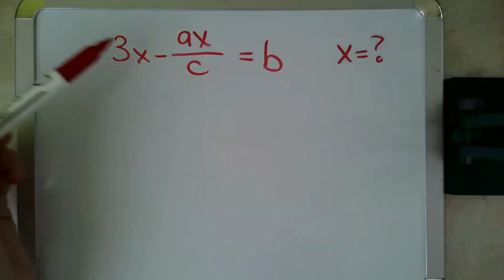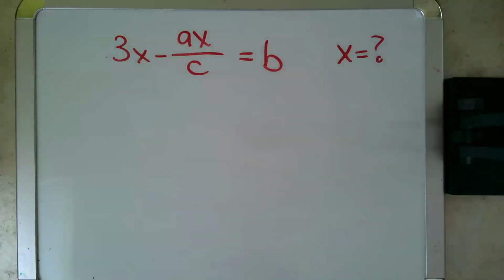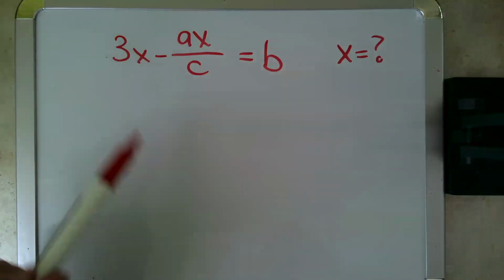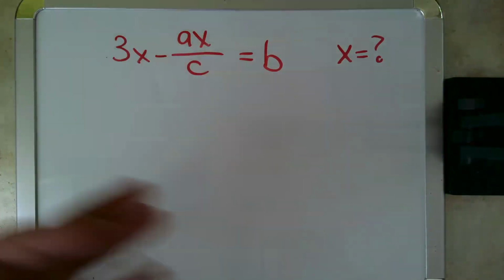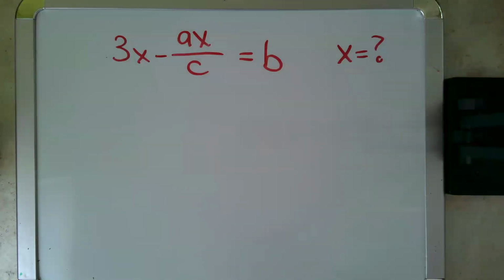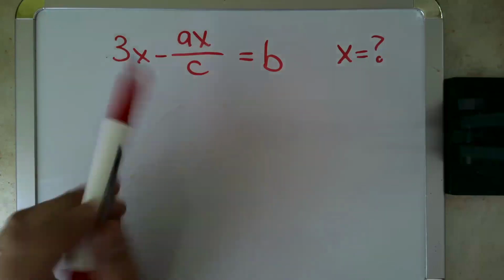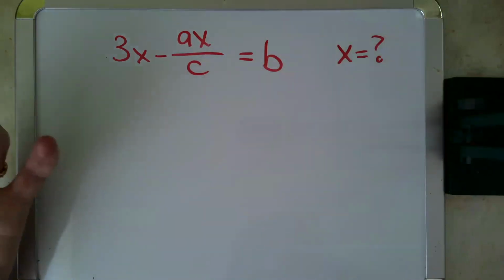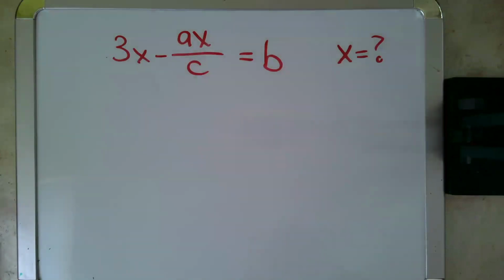So in this equation, we have 1, 2, 3, 4 variables, and we're asked to isolate x. We want all our x on one side of the equation, and we want to eventually get everything else to the other side of the equation. Now, a lot of students, the first impulse is to add ax over c to the other side, but that actually is going to make our life harder. We want to keep all this x on one side. We just want to get rid of the other stuff.